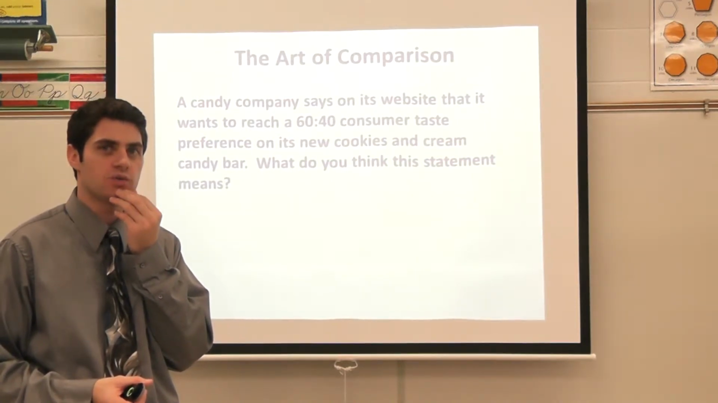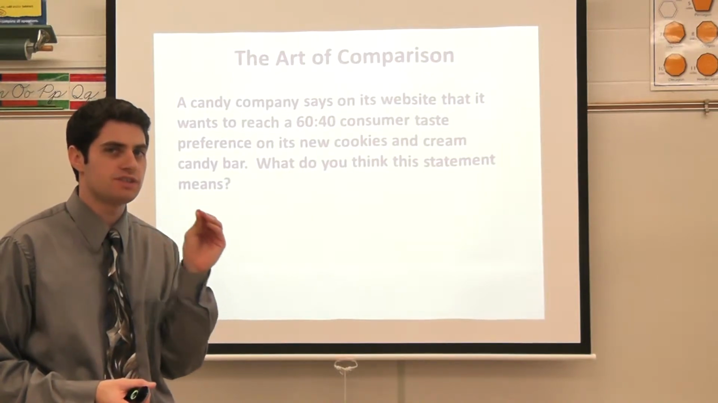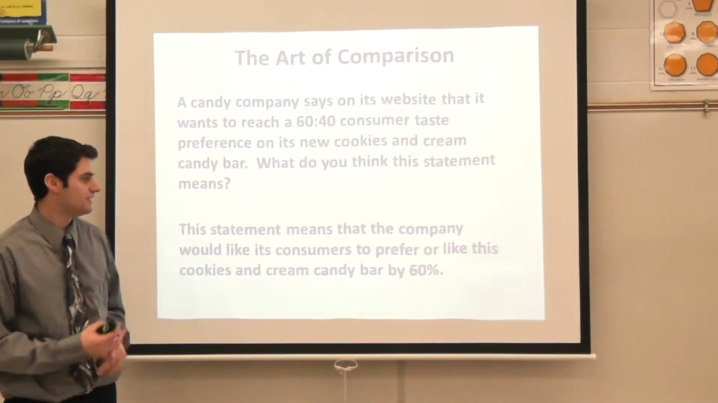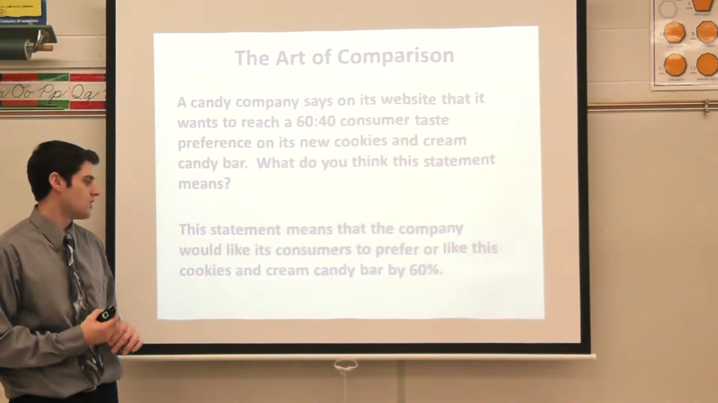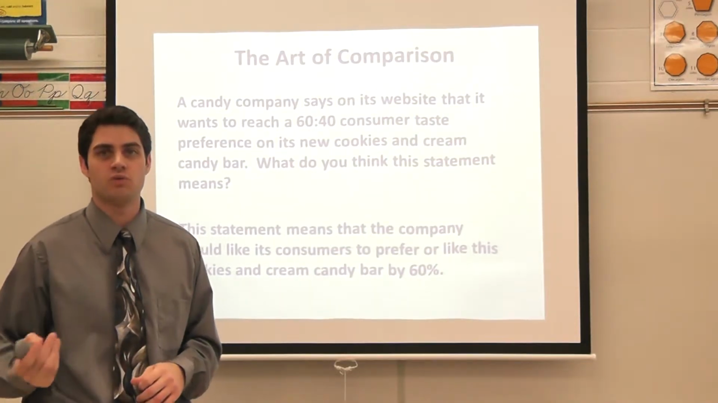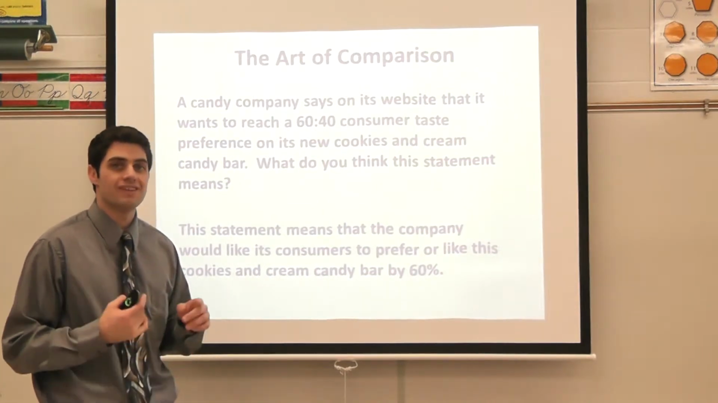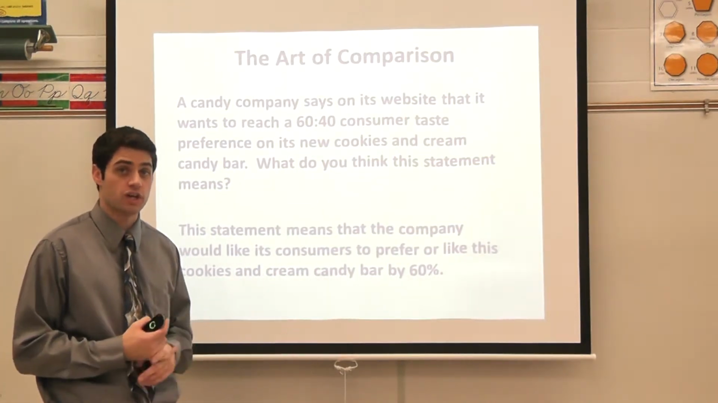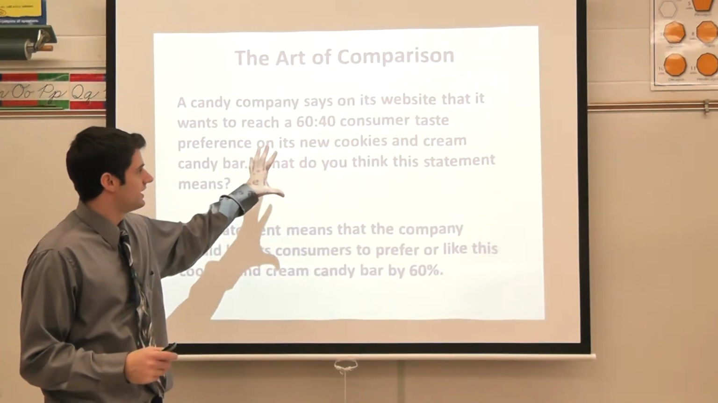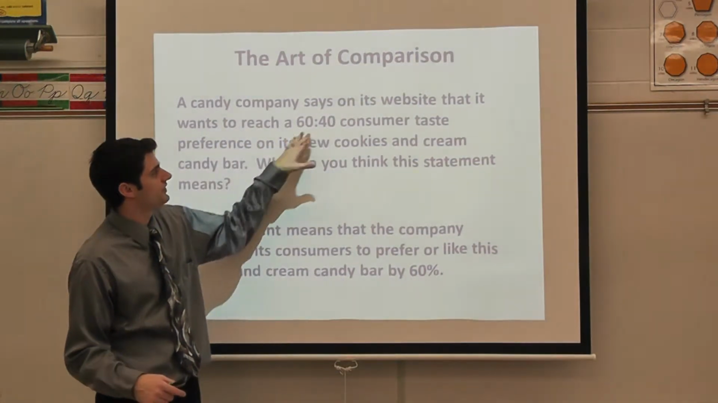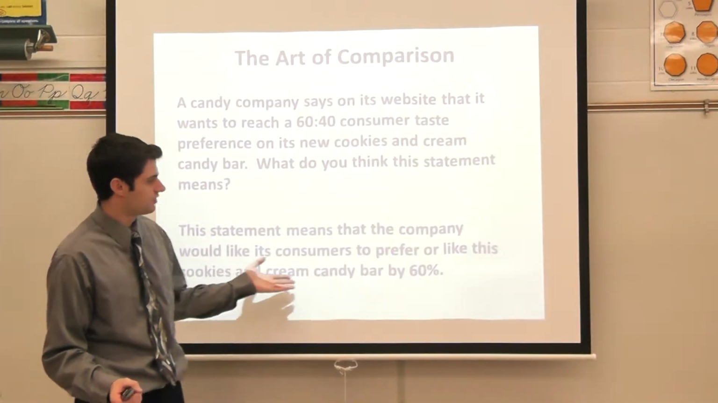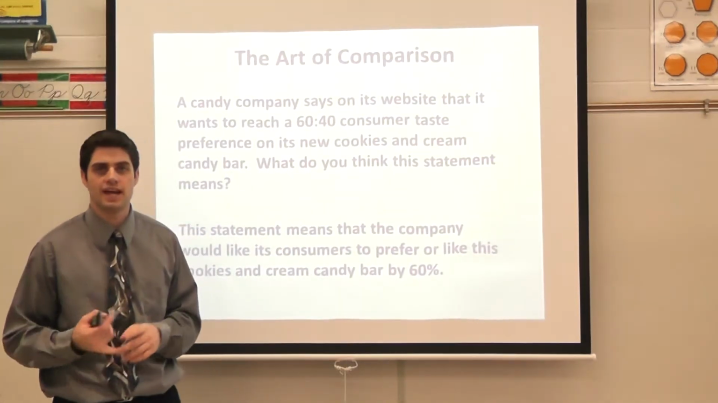Well, 60 and 40 together would equal 100. So if 60-40 is the ratio there, I might say that this statement means that the company would like its consumers to prefer or like this cookies and cream candy bar by 60%. 60 out of every 100 people will prefer this candy bar, whereas 40% or 40 people out of every 100 will not prefer the candy bar. So in this statement, I've just looked at their 60-40 ratio and I looked at percents and I broke this down. This meant that there'd be 60% that would prefer this candy bar.